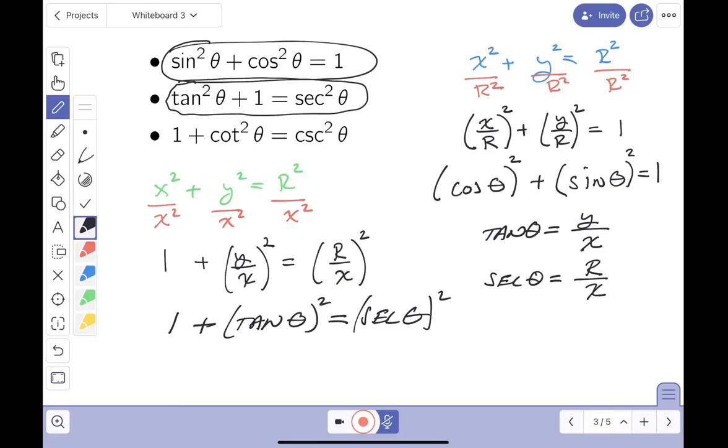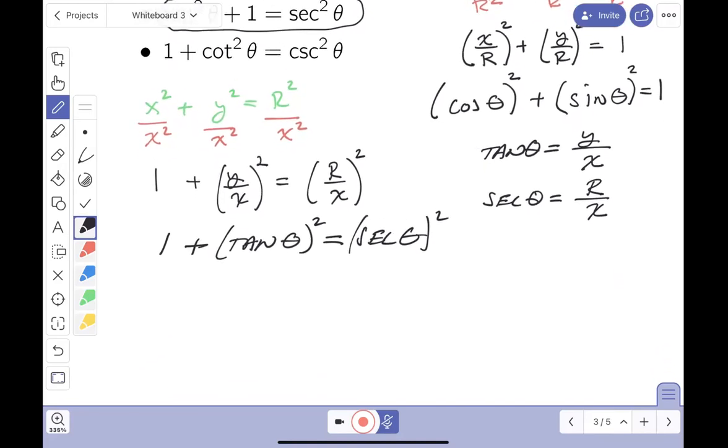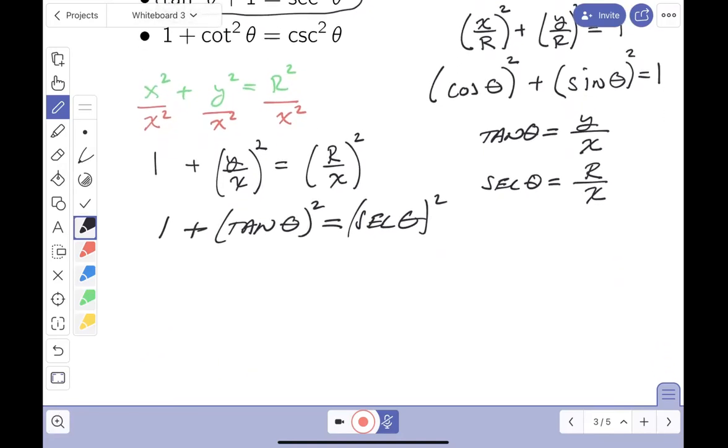All right, let's go to the next one. I wonder what the next one's going to be. Let's write this down: x squared plus y squared is equal to r squared. That just keeps popping up over and over again. So I divided by r squared, I divided by x squared, and now I think I should divide by y squared. So I'm going to divide by y squared.